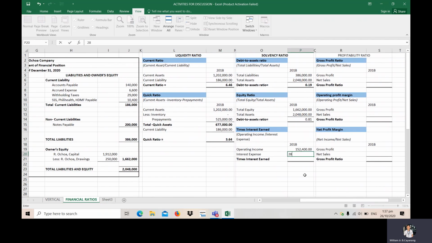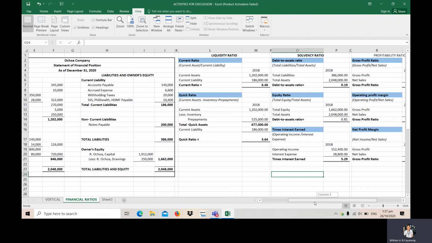28,800. Therefore, operating income divided by our interest expense, here you have it, it's 5.29. So it's 500 percent higher than your interest expense. So your income is 500% higher. Therefore, we have the capacity to pay our interest expense if that would be the case. So that's the solvency ratios.